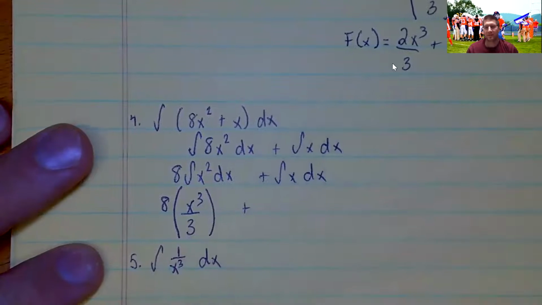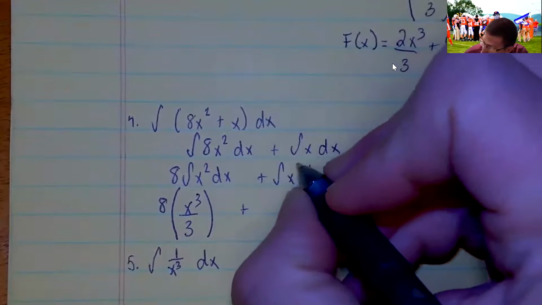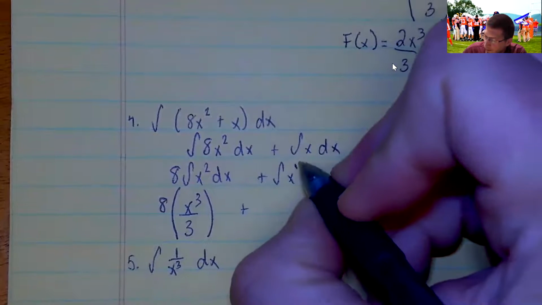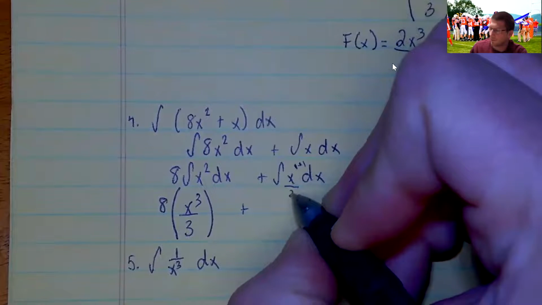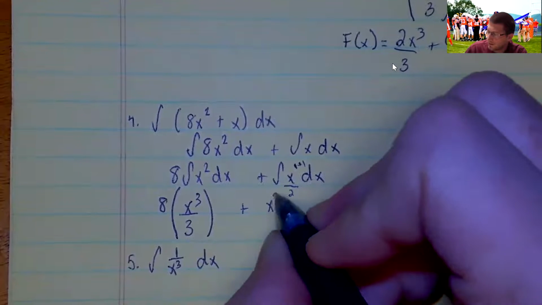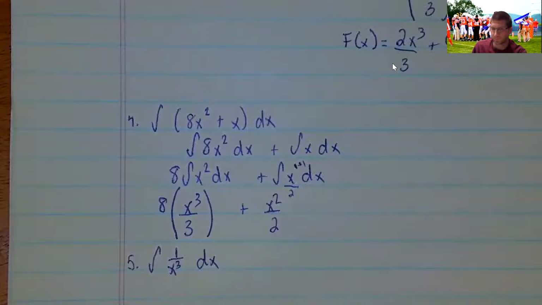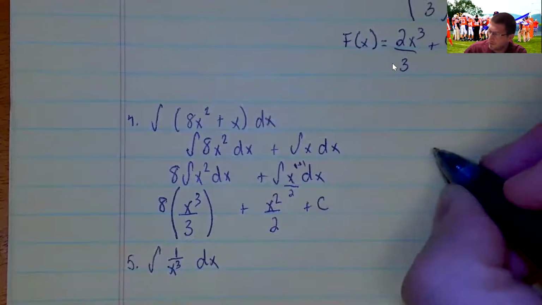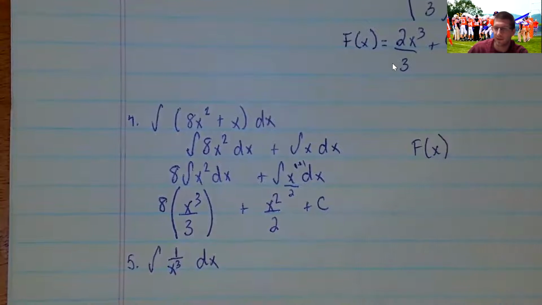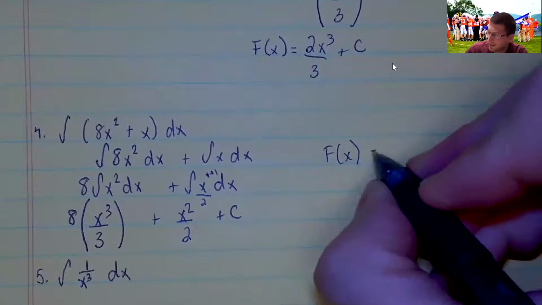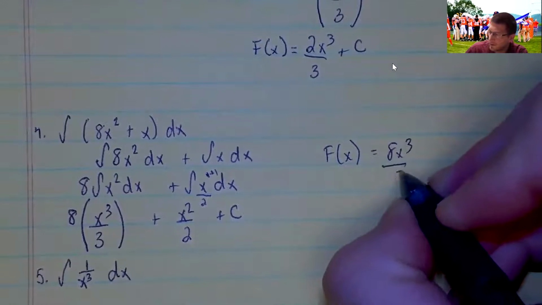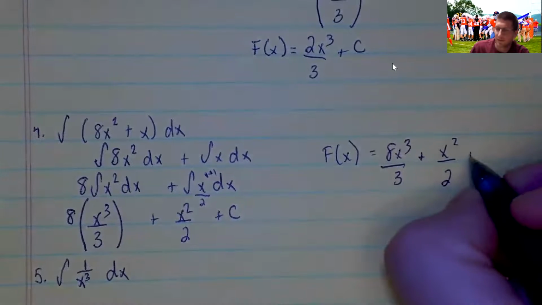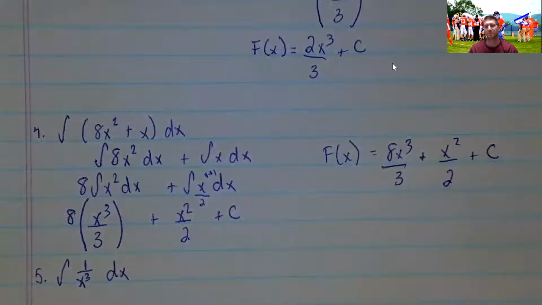The integral of x, well, there's this little imaginary exponent of a 1 here. So if I use my power rule, I would add 1 and then divide by that new exponent. So that's going to be x squared over 2. And then I have to remember the plus c. So my antiderivative, my capital F of x, is going to be 8x to the third over 3 plus x squared over 2 plus my constant of integration, c.